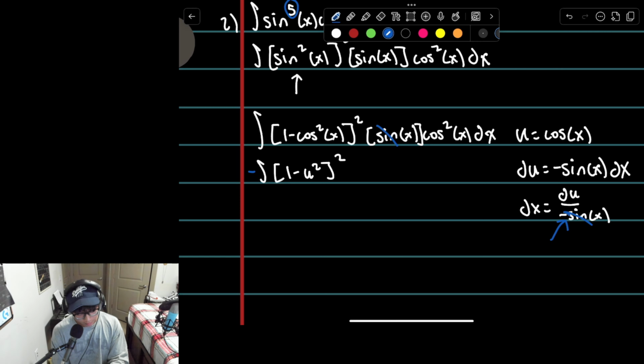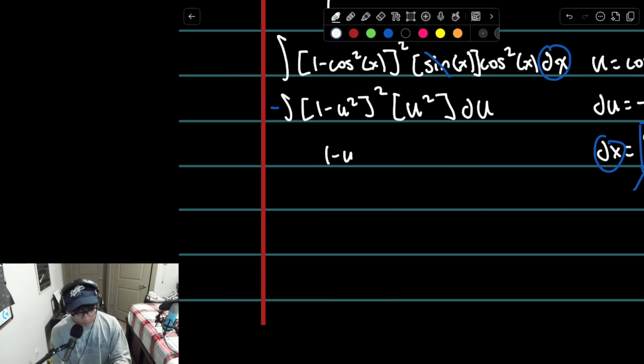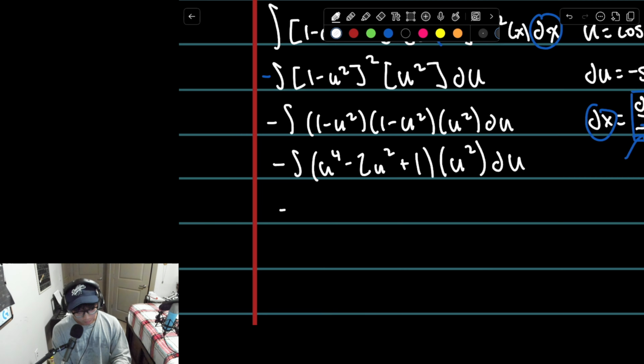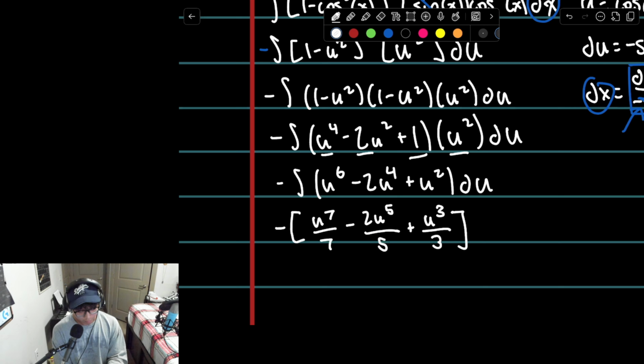And by the way, it cancels because this dx became this over here. And then we multiply with another u squared because our cosine is our u. And then finally, du. Now you could FOIL this 1 minus u squared out, which I'll just demonstrate here, which leaves us with u to the 4th minus 2u squared plus 1, all multiplied to this u squared. We could then use distributive property to multiply this u squared to every single term, which gives us this polynomial. This will be pretty straightforward to integrate, so we're just given u to the 7 over 7 minus 2u to the 5th over 5 plus u cubed over 3, and of course our plus c.